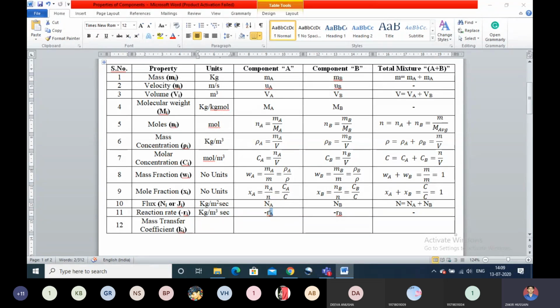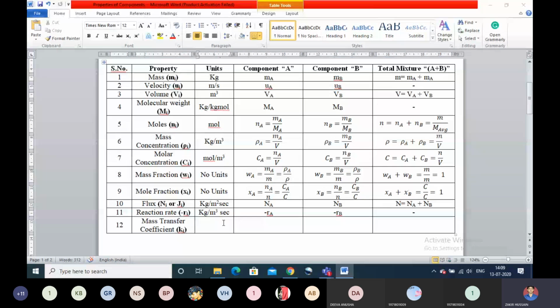Then for component A, we can define it as minus Ra. For component B, it is defined as minus Rb. So here R is equal to minus Ra minus Rb, we can't write like that. So the definitions are very complicated when defining the Rs. You will probably study this in the chemical reaction engineering course.